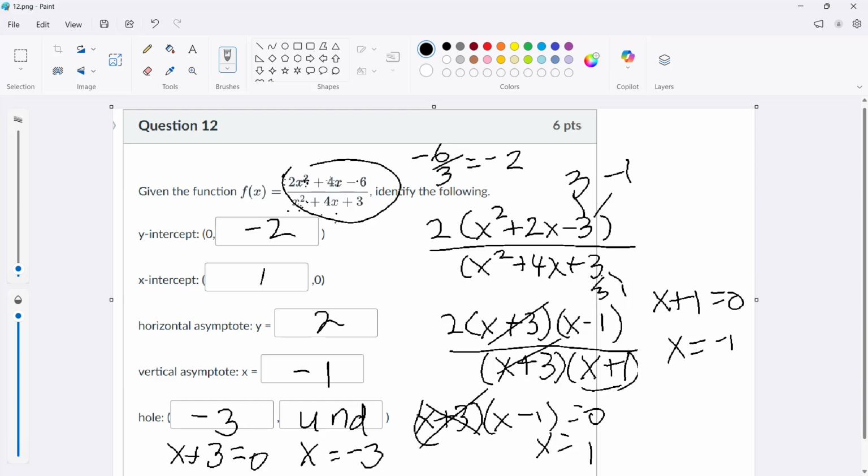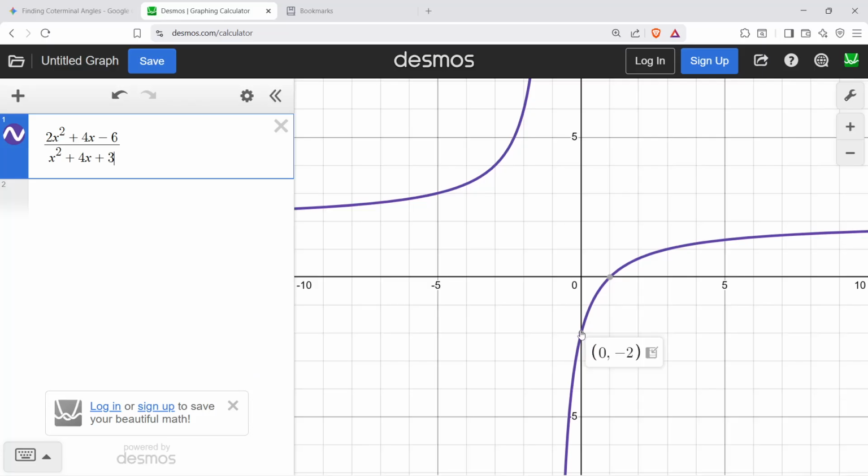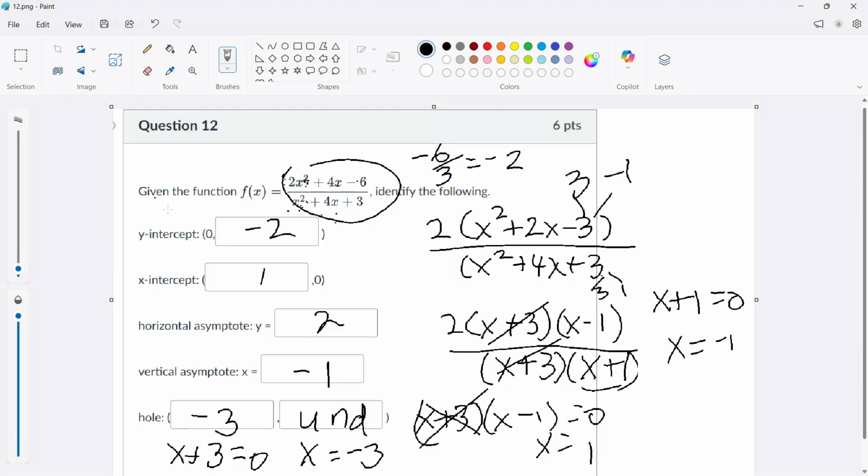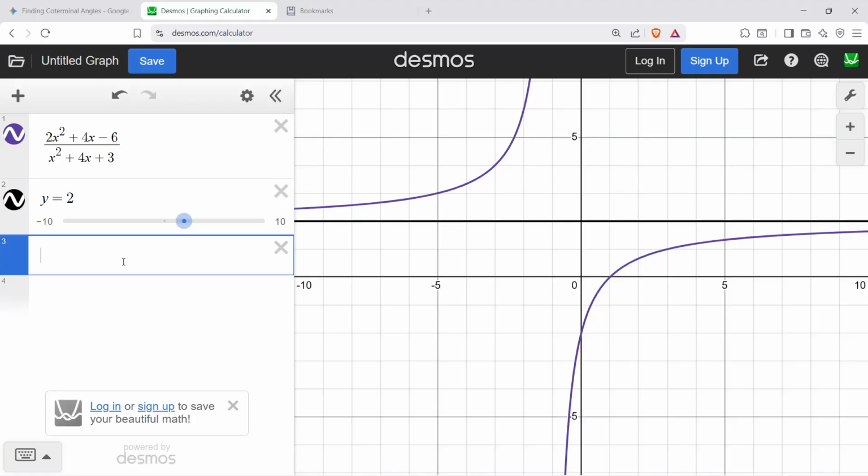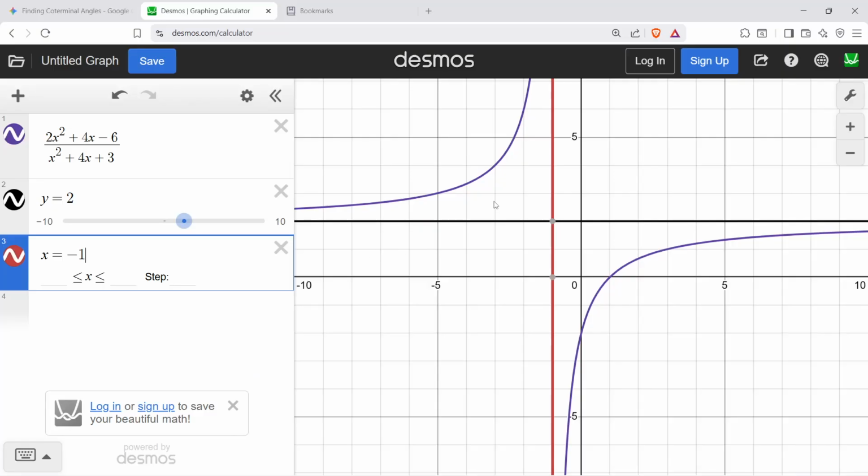So I've got a y-intercept at 0, negative 2. Yep. I have an x-intercept at 1. Yep. I have a horizontal asymptote at y equals 2. That means the end behavior. Yep. I have a vertical asymptote at x equals minus 1. Yep. I have a hole at negative 3.